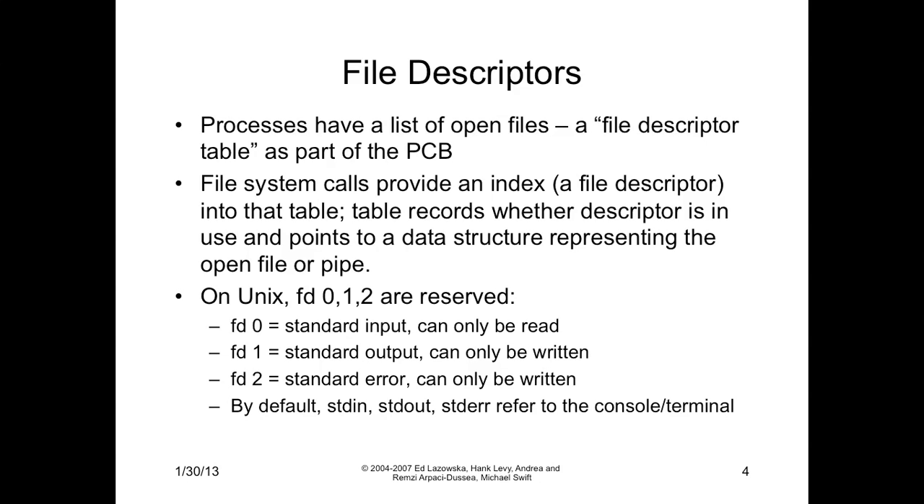So if we change what file descriptor 1 points to from the terminal to something else, that means the standard output will go someplace else. So I can open a file, and I can replace this, and then anything you write will go to the file.